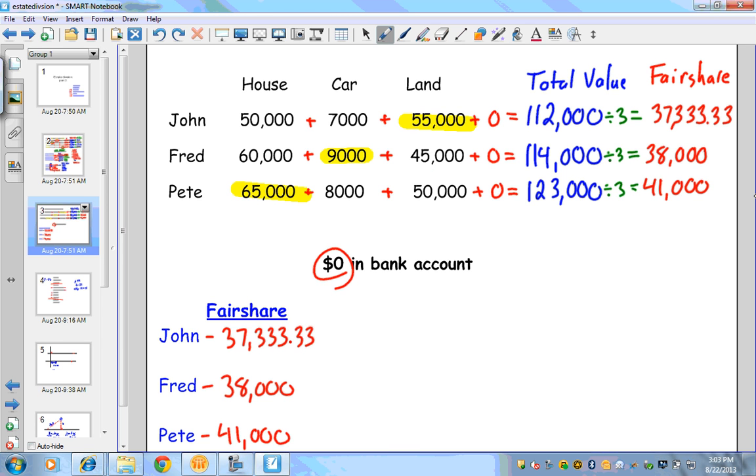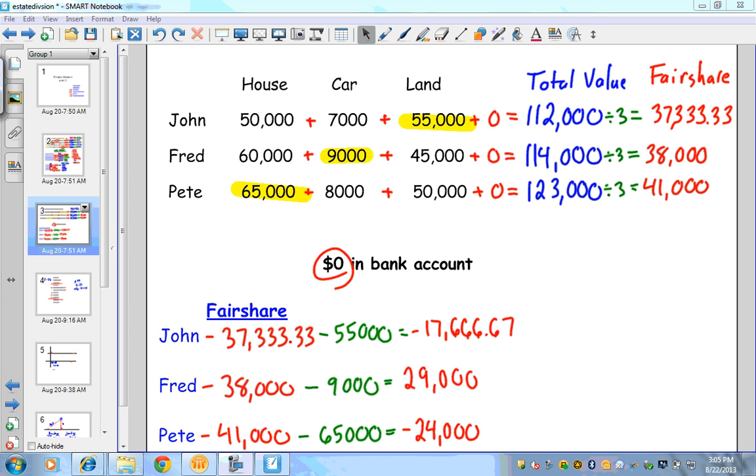Okay, so we are going to subtract each of those values from their fair share. So since John won the land, we are going to subtract $55,000 from him. We are going to subtract $9,000 from Fred because he won the car, and for Pete, we're going to subtract $65,000. Now, once again, if you ever have a time where you need to stop the video, pause it so you can do the math, feel free to do so.